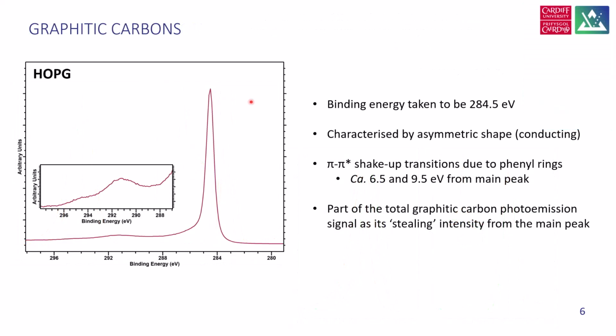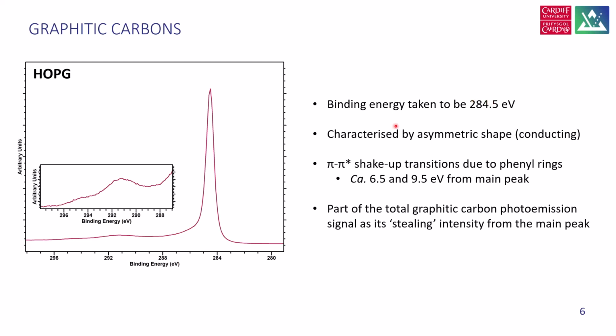So let's move on to graphitic carbons. Graphitic carbons are typically characterized by a binding energy which we take to be 284.5 electron volts. Now, you will see values vary in the literature. The true binding energy for graphitic carbon, or HOPG, is probably 284.3 electron volts, but please use 284.5 as it is consistent with 90+% of the literature. And again, our 0.2 is within our experimental uncertainty.